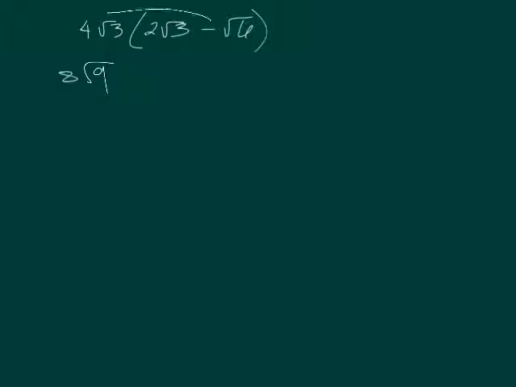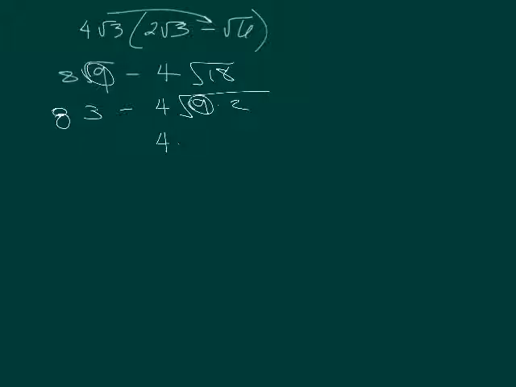Now we take this times this. 4, there's nothing to multiply it by here, so that will stay. The square root of 3 times the square root of 6 is the square root of 18. This we know is 3. And 4, the square root of 18 is the square root of 9 times the square root of 2. Take the square root of 9 and we get 3. So let's do that.